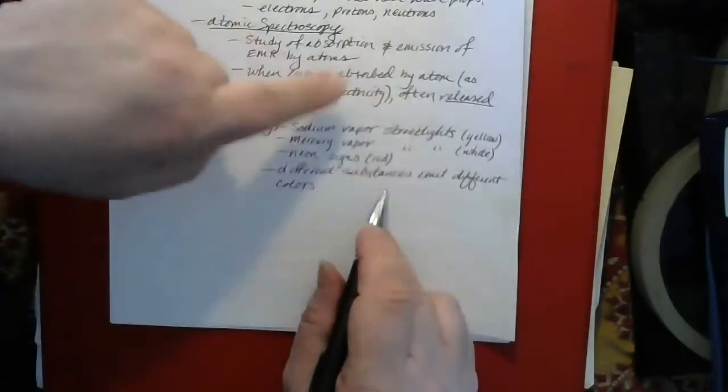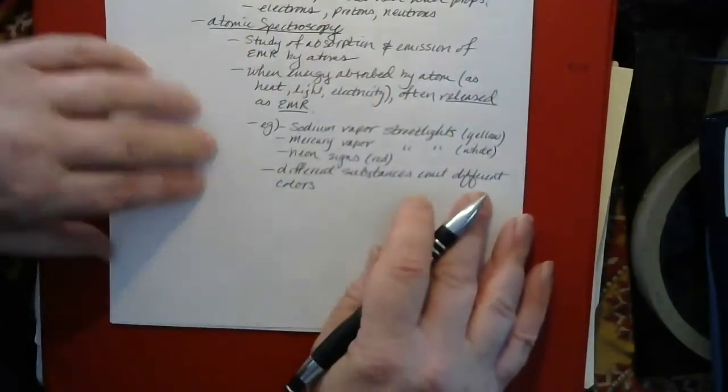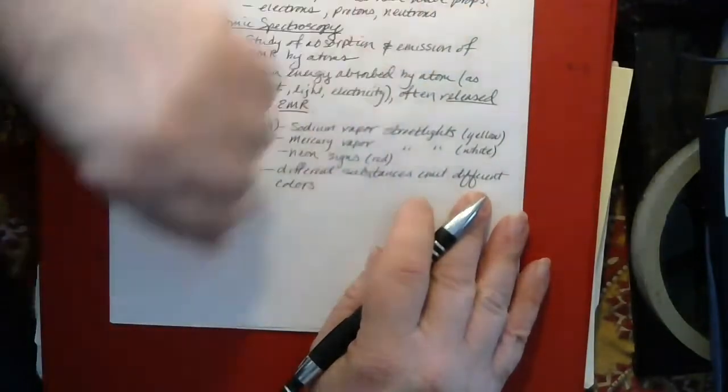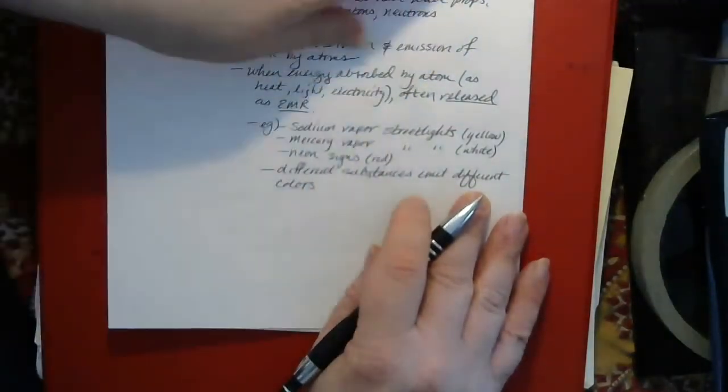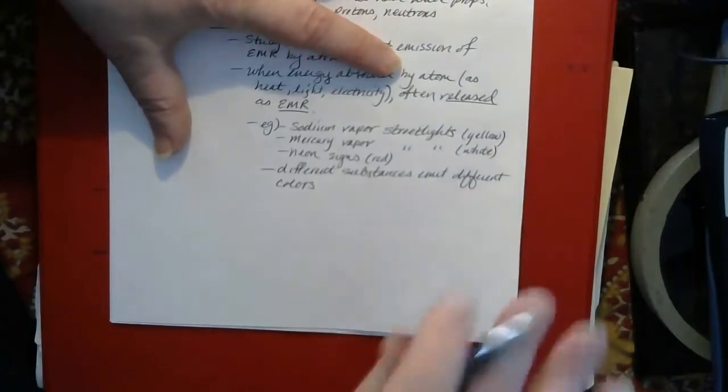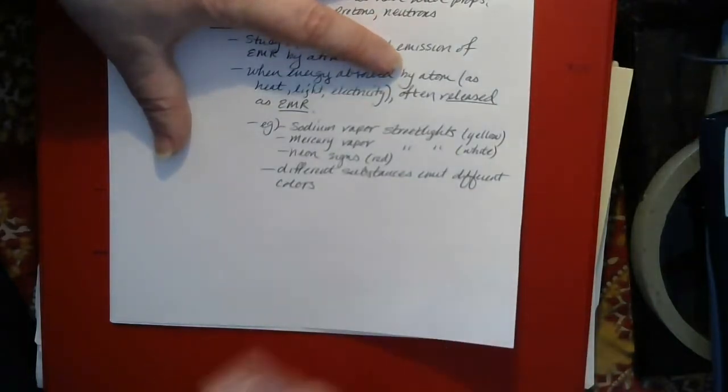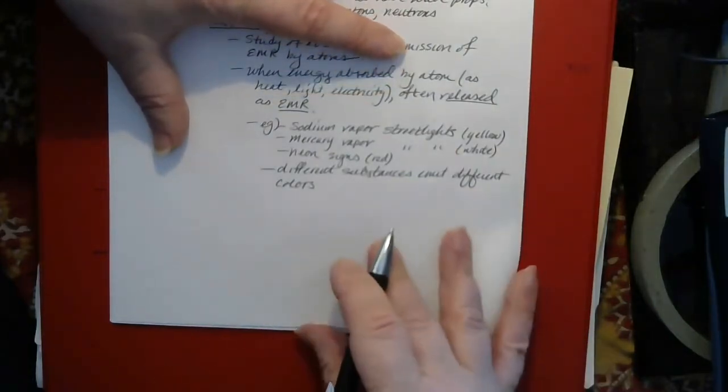As I mentioned above, different substances emit different colors, which means that there must be something different about their atoms that results in them emitting electromagnetic radiation of different energies.